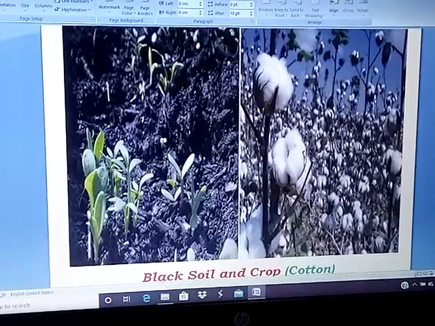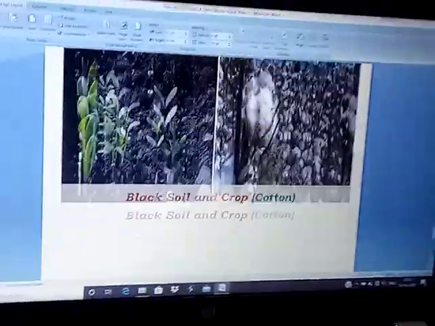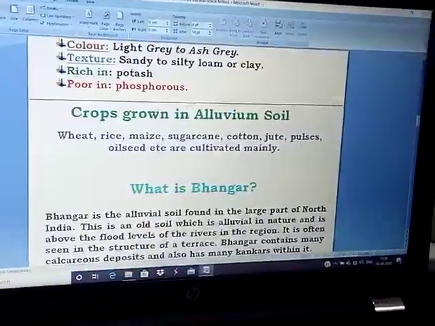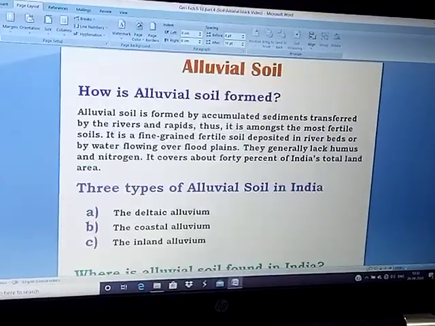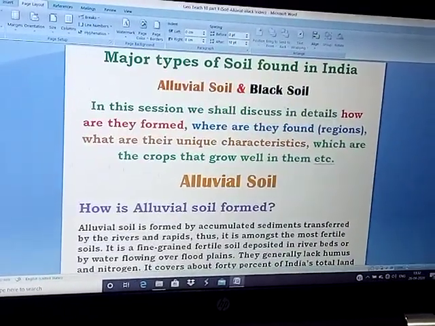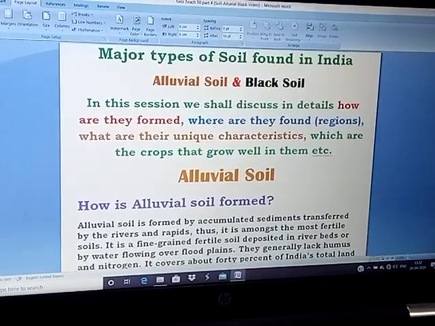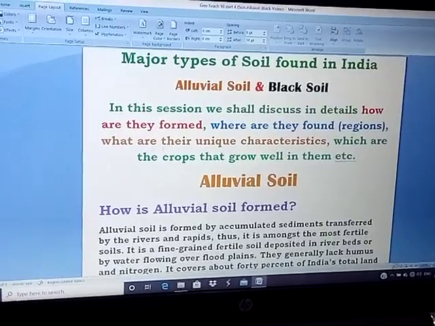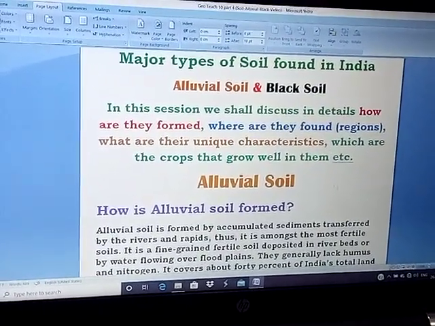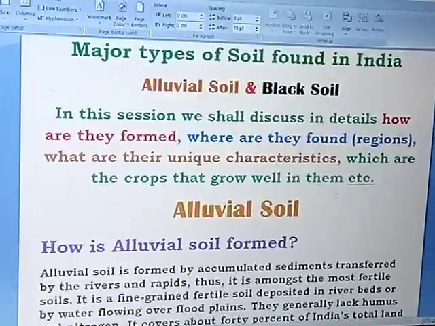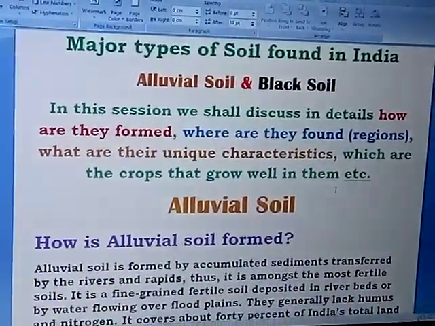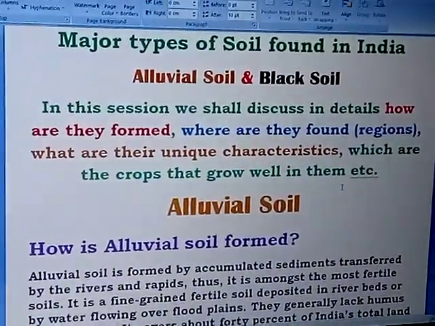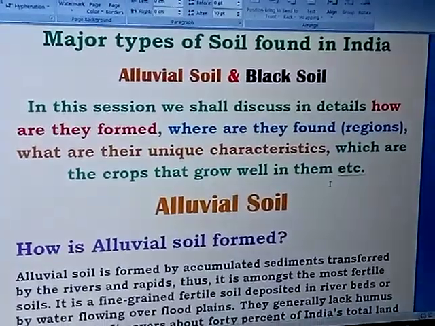So dear children, with this we come to the end of today's lesson, in which you have learned the basics of the alluvial soil and black soil. Obviously, I repeat, how they are formed, where they are found, what are their unique characteristics, and what type of crops grow in them well. In the book you will find in detail which are the states or regions that are first, second, third in rank regarding the alluvial soil and so on.